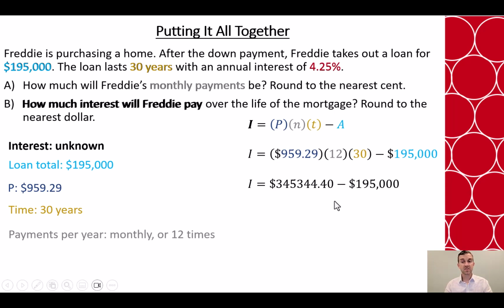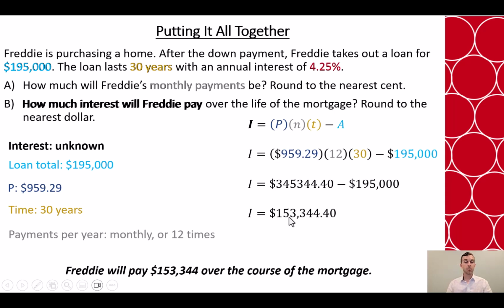That's just right around $345,000. So when I subtract these two values, I get to $153,344.40. This means if we're rounding to the nearest dollars, that's our ones place, that Freddie will pay approximately $153,344 over the course of his mortgage on this home.